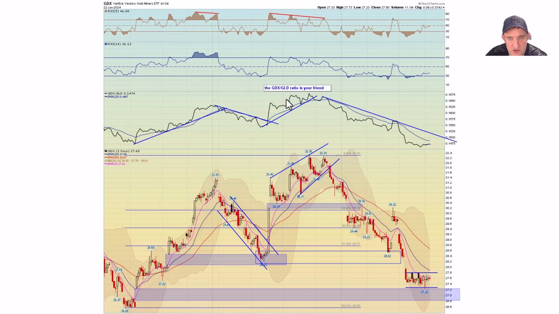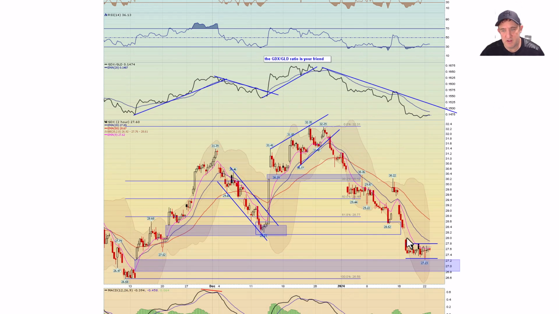Chart 60, here's the 2-hour view of GDX. Again, you can see that open gap from November. We're right on the top of it. We'll see if we need to fill that or not. All right, let's move to trade ideas.